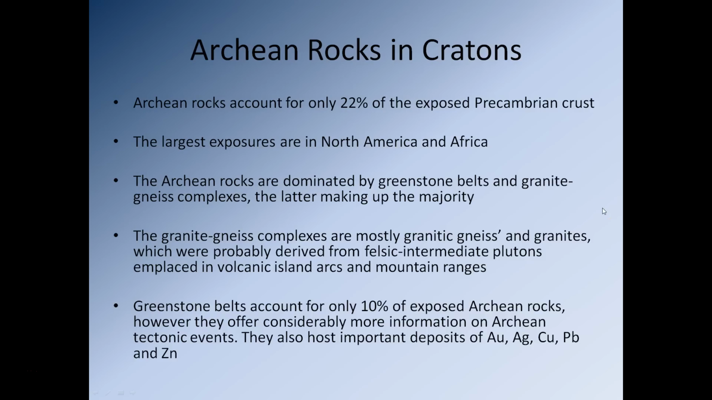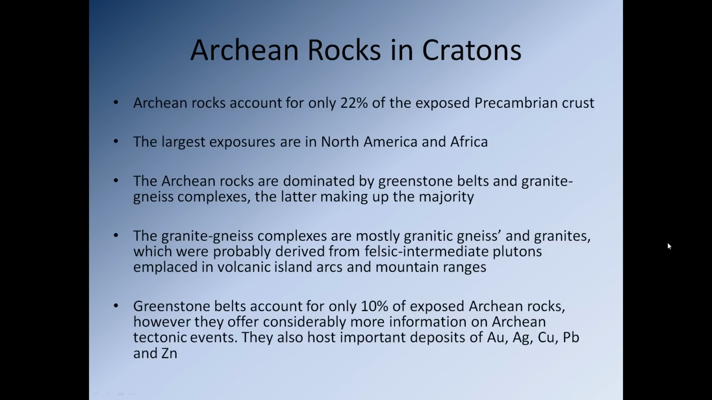The granite gneiss complexes are mostly granitic gneisses and granites. So essentially you have gneisses with the composition of a granite. And they were probably derived from felsic to intermediate plutons emplaced in volcanic island arcs and mountain ranges.